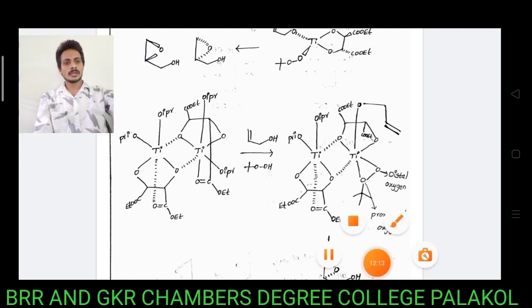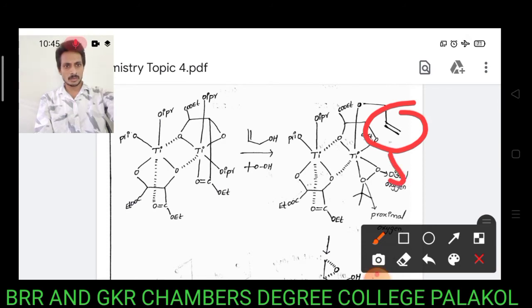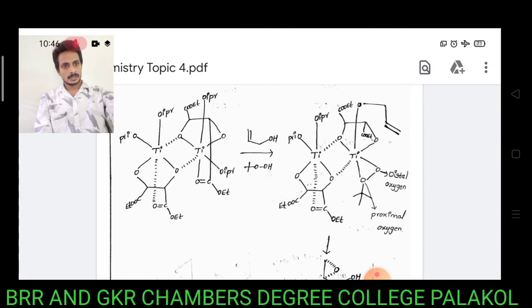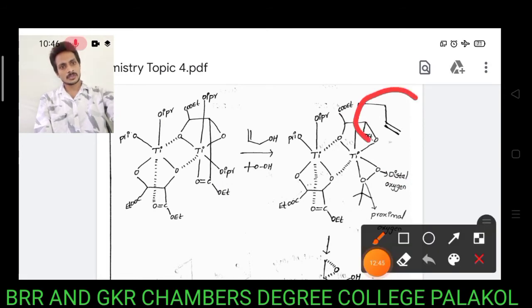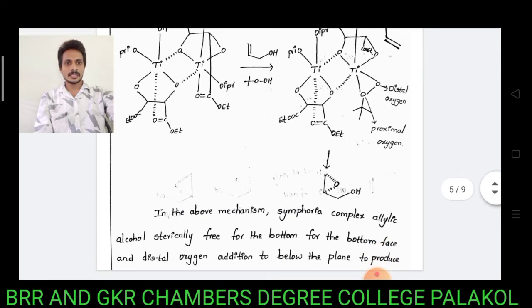In this complex, the stereocenter is nearer to the distal oxygen. The stereocenter is present above the plane, as shown by the wedge representations. This allylic stereocenter is on the top face and the distal oxygen is on the bottom face, which undergoes oxidation reactions to give the corresponding alpha epoxide.